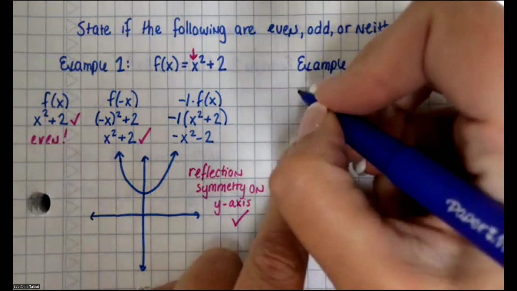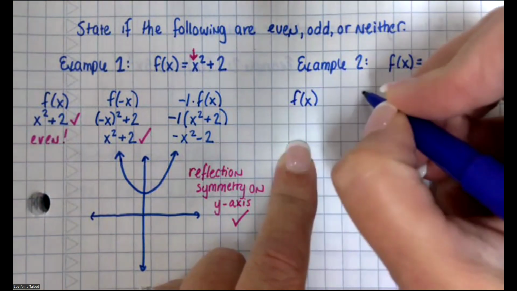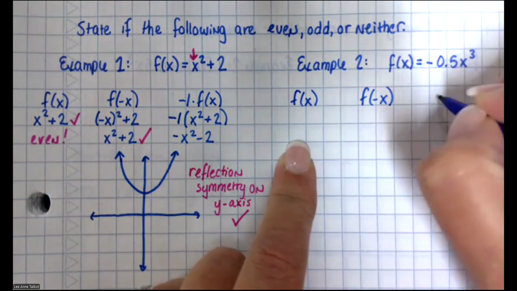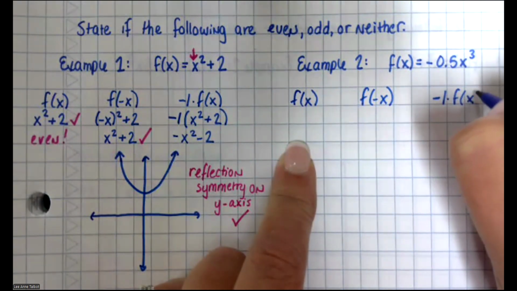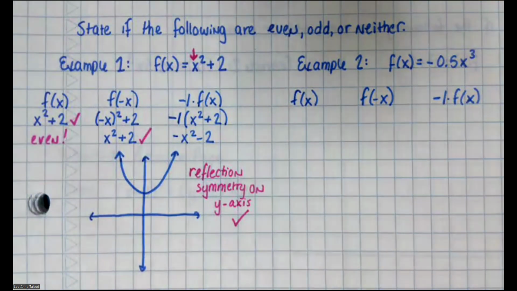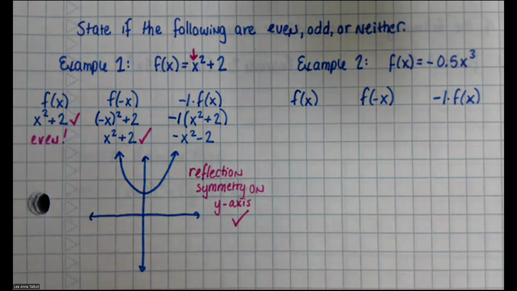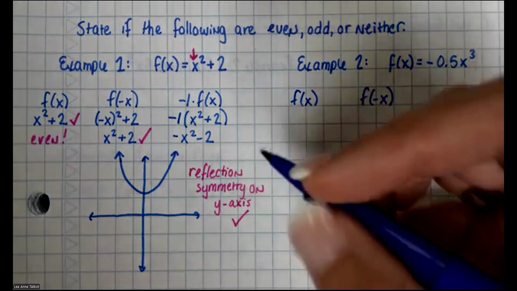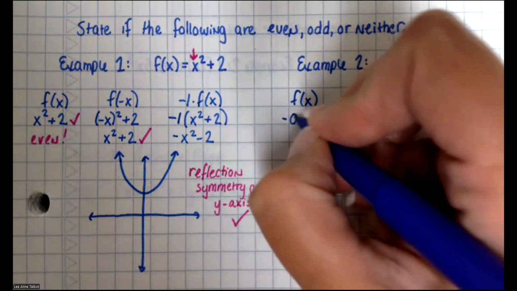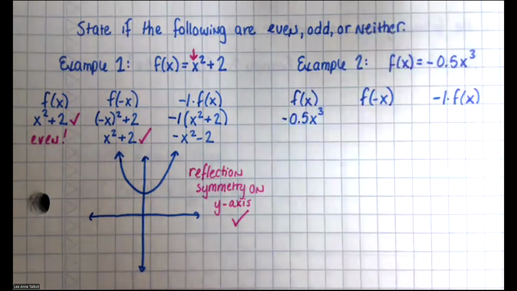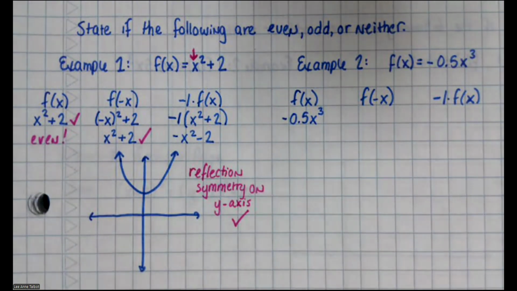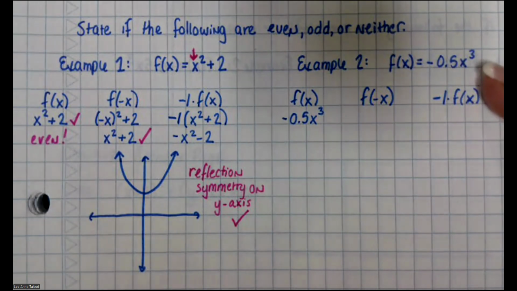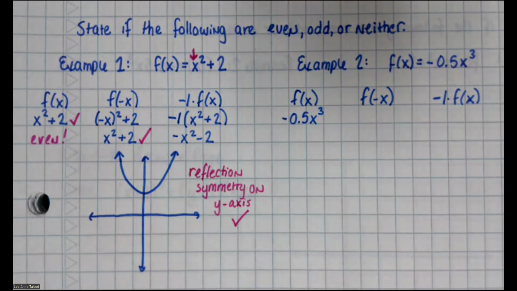Okay. Original, f of negative x, negative 1 times f of x. Okay, original is easy. Just from looking at the exponent, what do you suspect this might be? The exponent is an odd number, so I suspect it might be an odd function.